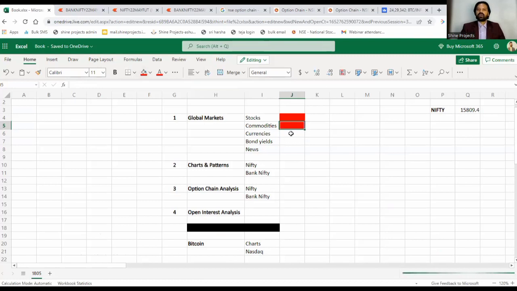Commodities are green, but I'm trying to relate to the stock market here. Commodities being in green is a negative to the stock market. That is what I mean when I'm putting a red color here.